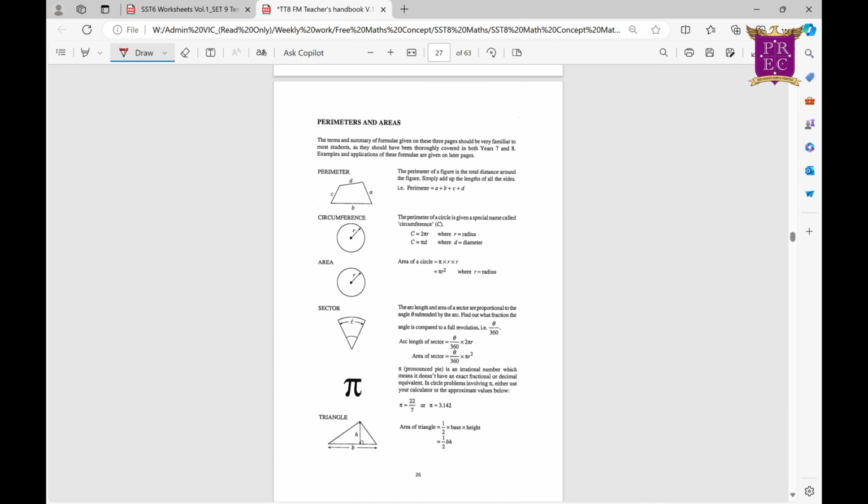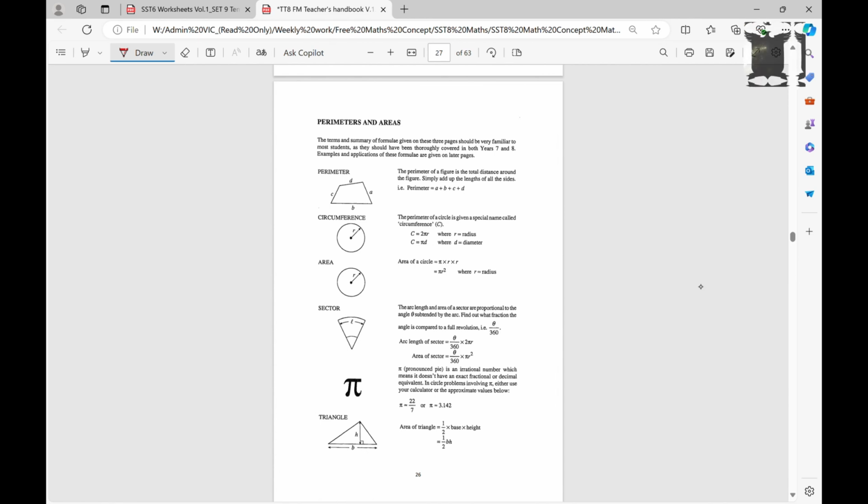A circumference is the perimeter of a circle. So to get that, we do 2 pi r, pi being 3.14 and r being the radius. Or we can just do pi times d, which is pi times the diameter, 3.14 times the diameter. We do that because 2r is equal to d, r being the radius.